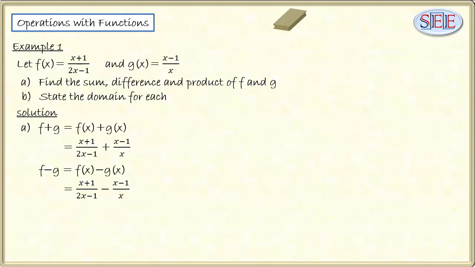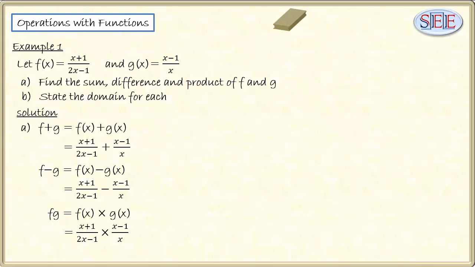Finally, I will get the product of two functions, fg. According to the definition, fg is equal to f of x multiplied by g of x, and I have f of x as x plus 1 all over 2x minus 1. My g of x is x minus 1 all over x, so my product of two functions fg will be equal to x plus 1 all over 2x minus 1 multiplied by x minus 1 all over x. This is the product of those two functions f and g.